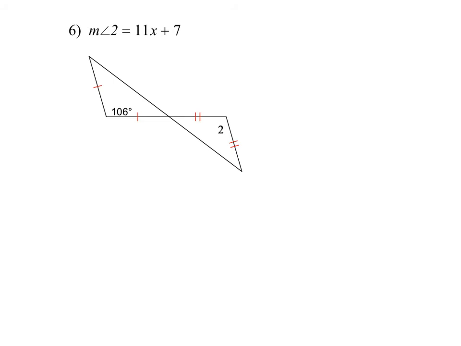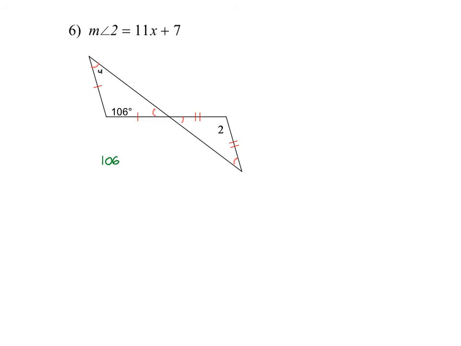So again, I know that these two angles are congruent. Right? I know that these two angles are congruent. So I'm going to start by finding those two angles. Remember that we're just looking at the opposite angles, right? So if that one is 106, that means that I have 106.